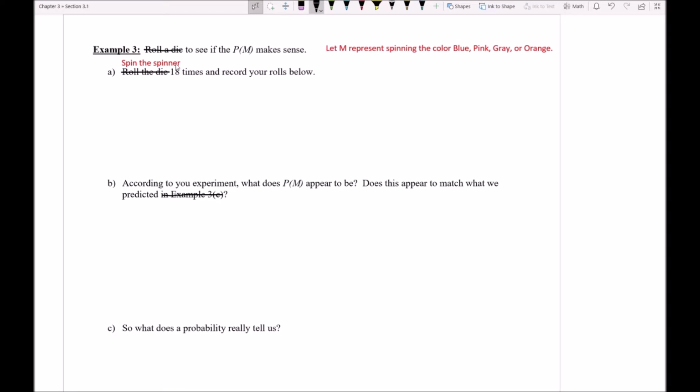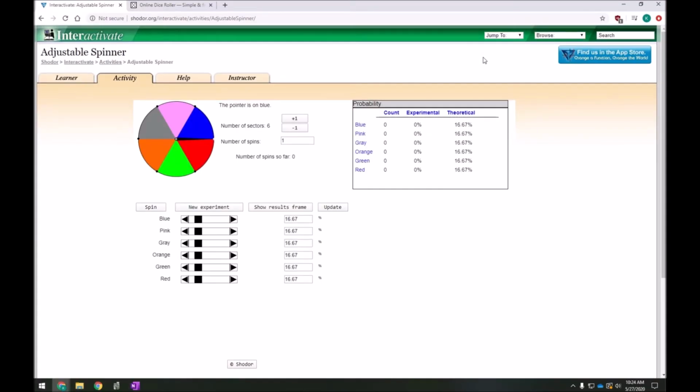Now let's go ahead and try to lay the groundwork here for what I mean by probability of m. So I'm going to change it up a little bit. How about we let m represent spinning the following colors on our spinner that we have over here. I have my spinner with all these different colors, and I want m to represent spinning either a blue or a pink or a gray or an orange.